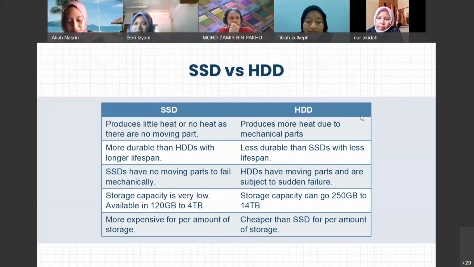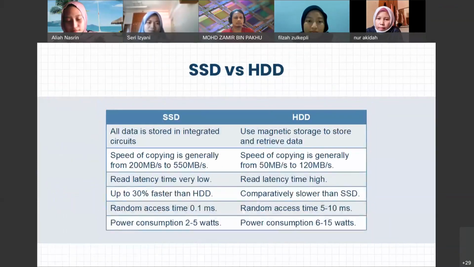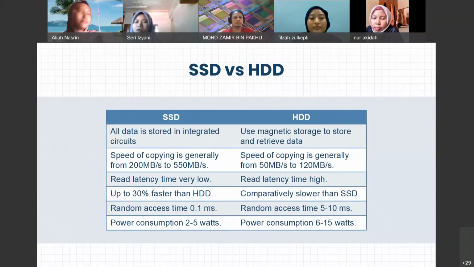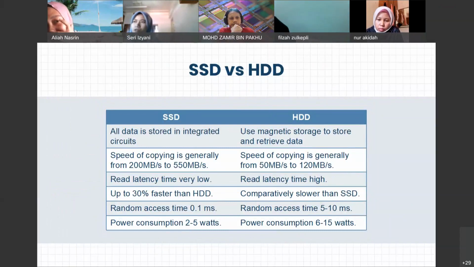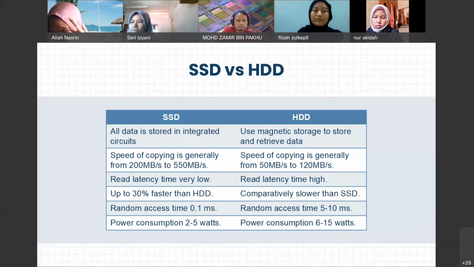In SSD, all data is stored in integrated circuits, while HDD uses magnetic storage to store and retrieve data. There is a significant speed difference between those two drives because an HDD drive uses spinning in order to perform read-write operations. So they are significantly slower than the SSD.